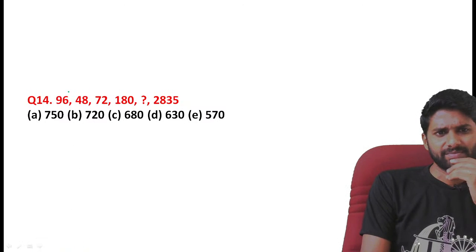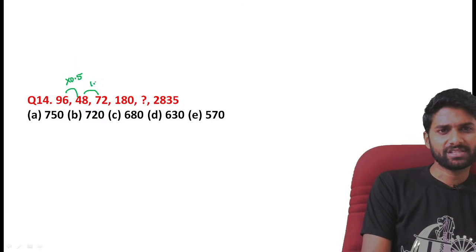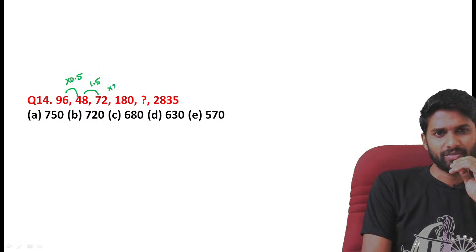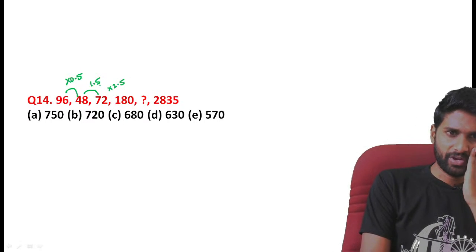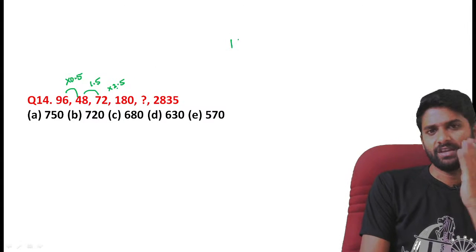Now see guys, I can simply see 96 becomes 48, which means it is multiplied by 0.5. Now 48 to 72, we have 24 extra, which means this is a 1.5 times. And 72 is multiplied by 2 times. 72 twos are 144, we have 36 extra, which means this is 2.5. So 0.5, 1.5, 2.5 definitely.